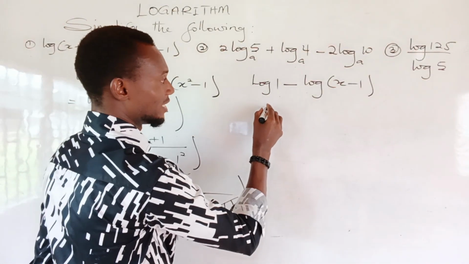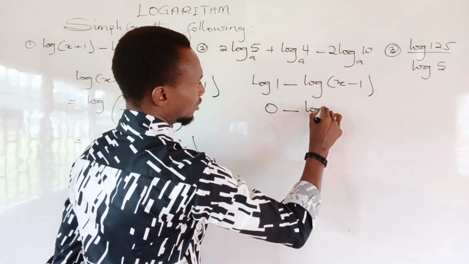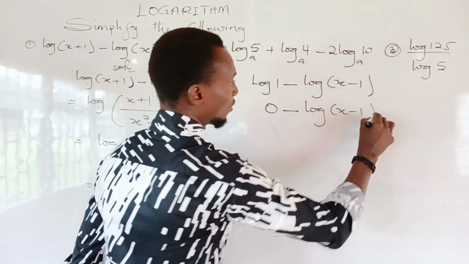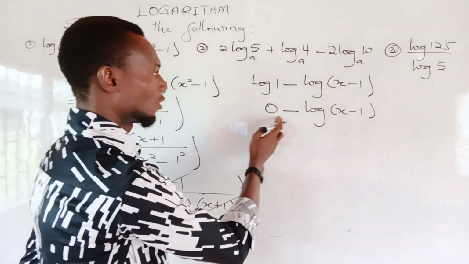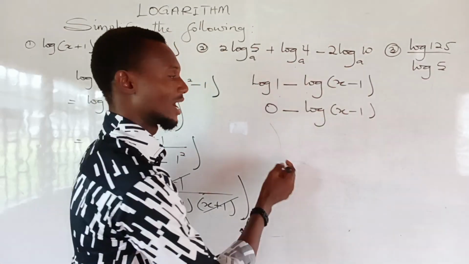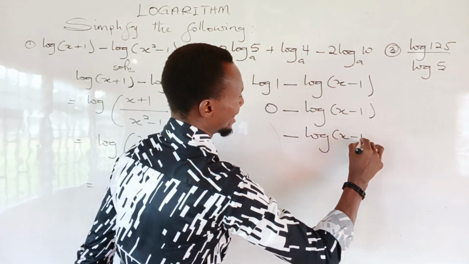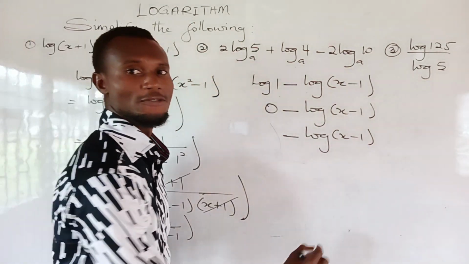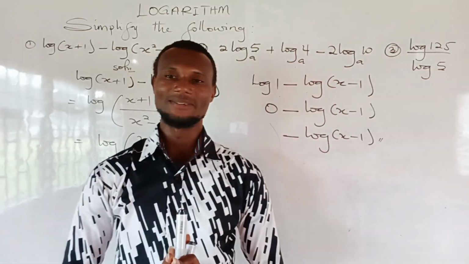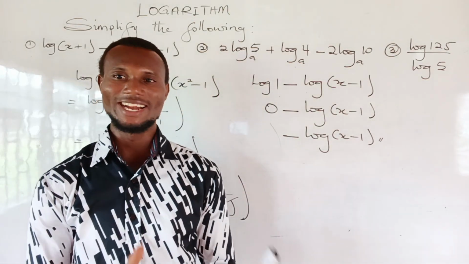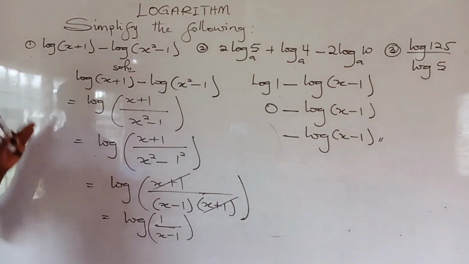So I'm going to be left with 0 minus log s minus 1. Okay, because in place of the log 1 is 0. And 0 minus log s minus 1 is going to be minus log s minus 1. And this is your final answer. I hope the explanation was clear enough and you understood it as well. So that's how to simplify the question 1.